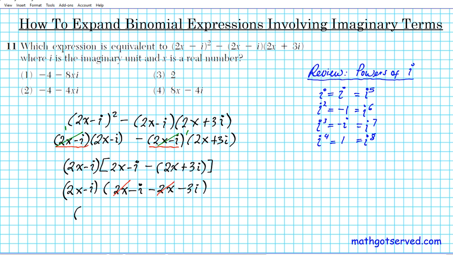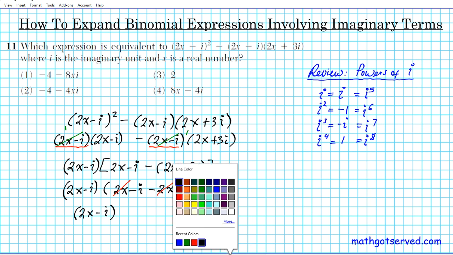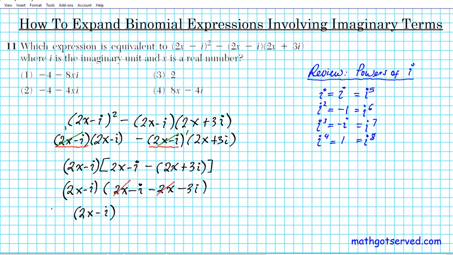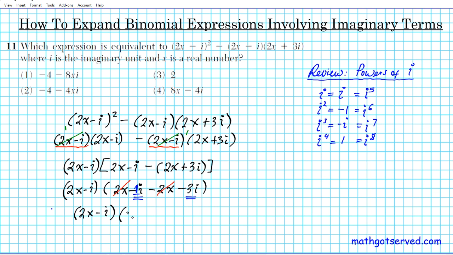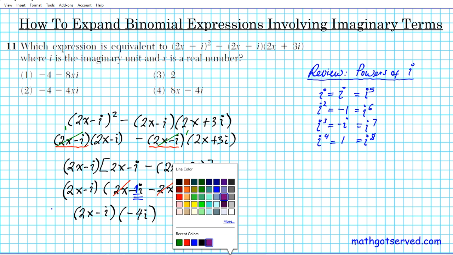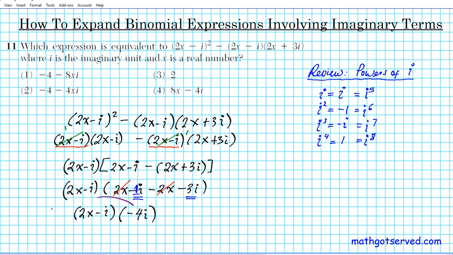And then we can bring down 2x minus i. Now negative i and negative 3i are like terms. So negative i minus 3i, imagine that there is a 1 here, like there's an imaginary 1. So minus 1 minus 3, that's basically what you're doing. If you combine those two terms, you're going to have negative 4i. Now to finish this off, we're just simply going to distribute negative 4i to these two terms here.